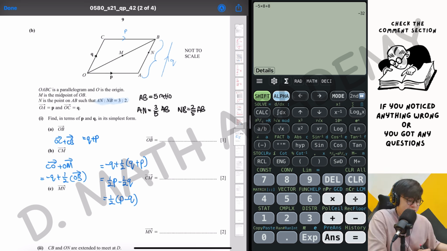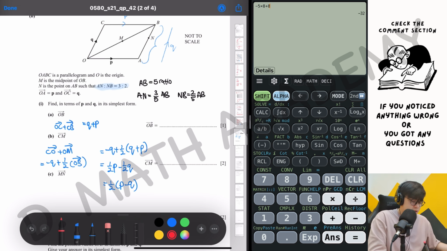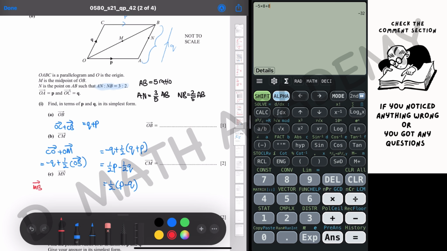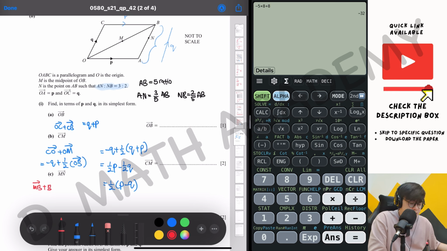Moving on, we have MN here. Use a different color so that it's easier to see. They were asking for MN, which means I will go through MB plus BN. But there's a little bit of risk here because the direction is different. If you miss out on the negative sign, you will mess up the entire question. So in order to avoid that, your MB is actually half of OB.